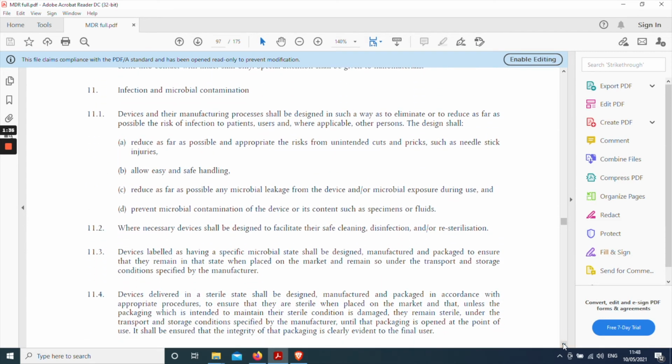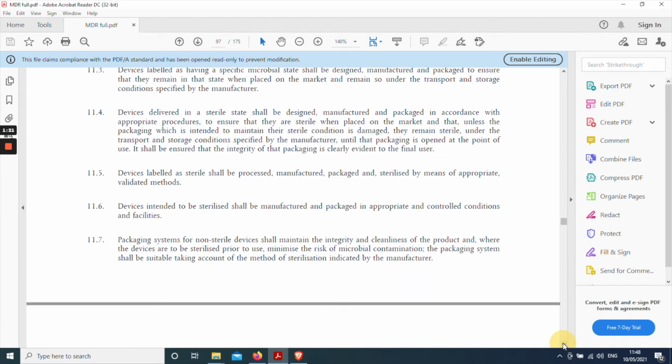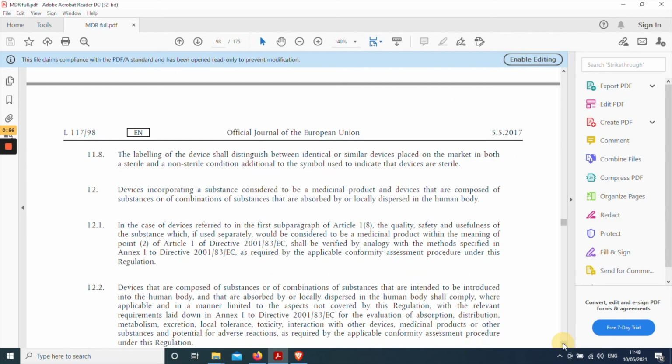So requirements 11 are about infection and microbial contamination. That will obviously be important in the context of something that is surgically implantable on a permanent basis. So all of the requirements under number 11 are likely to be relevant, with the exception of 11.7. So here it's inverted the situation a little bit. The remainder of requirement 11 is about sterile devices, but here 11.7, packaging systems for non-sterile devices shall maintain the integrity and cleanliness of the product. Well, that has no relevance because a pacemaker is a sterile device, so that would be a straightforward justification.